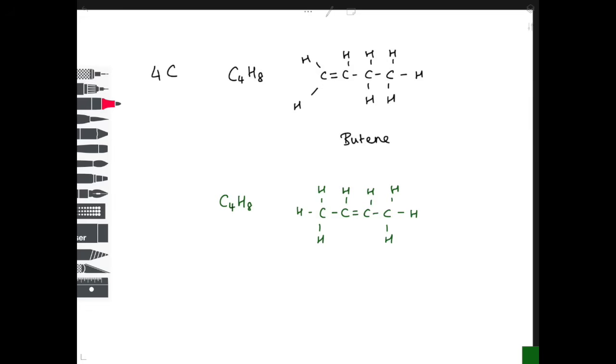the way in which we name them is according to where you find that double bond. Because the double bond in the black version is between the first and second carbon, we call it but-1-ene. Because the double bond is between the second and third carbon atom, we call this but-2-ene.